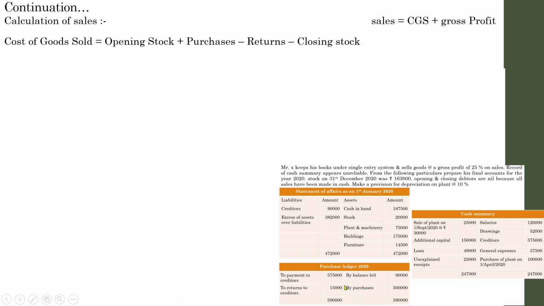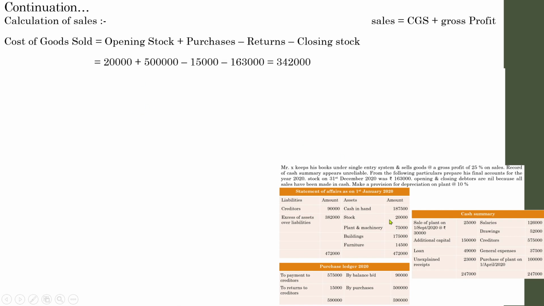Now just go through this one. There is one item, purchases 5 lakhs. And returns is also there, so you need to adjust that. And finally, closing stock. Closing stock is also given in the question. So let us substitute all these details.